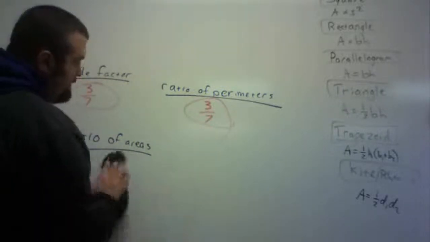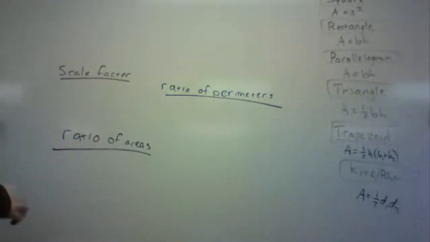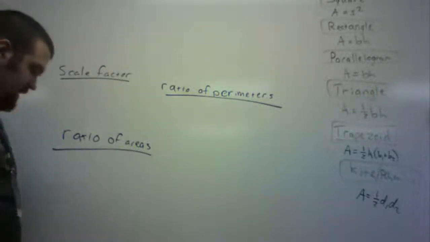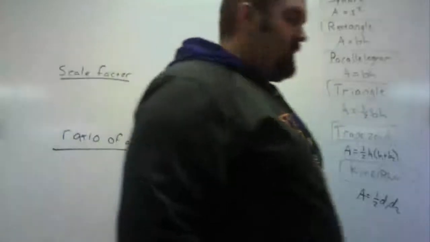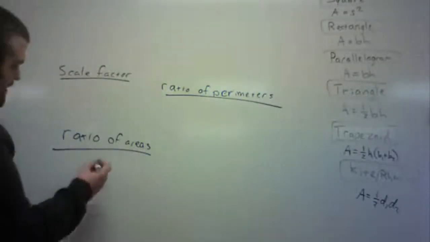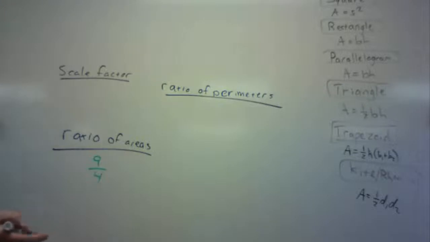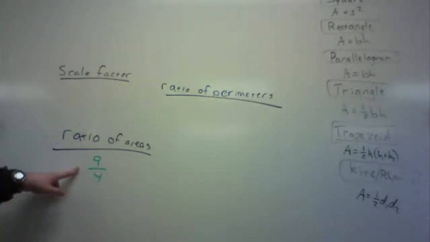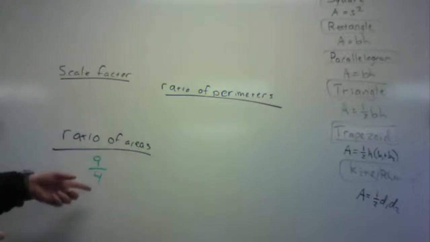And last but not least is the one that says, hey, we know the ratio of areas is 9 to 4. What is the ratio of the two corresponding sides and the ratio of the two perimeters? So I know this is 9 to 4. Well, the scale factor, to get from here to here, I have to square it. So like, for instance, last time it was 3 squared and 7 squared.